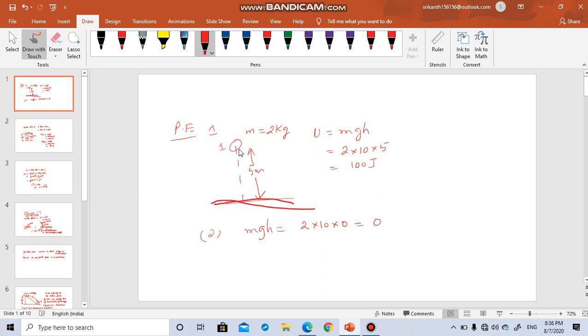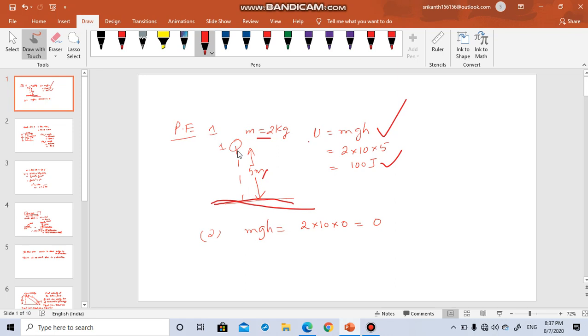There is one object of mass 2 kg at a height of 5 meters. At that height, the object will have potential energy. It is denoted by U and it is given by mgh. So m is 2, g is 10, h is 5, that is 100 joules. Energy is measured in joules. So potential energy at that point is 100 joules.